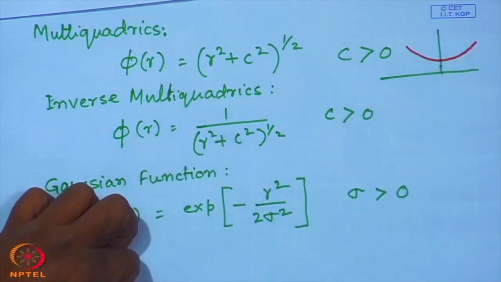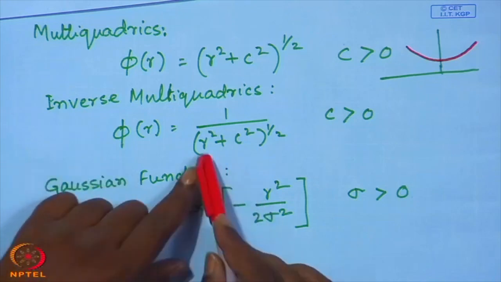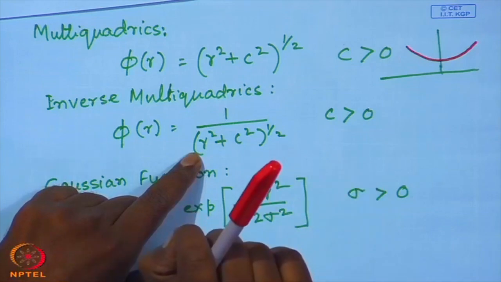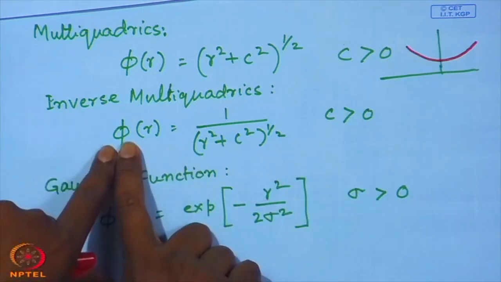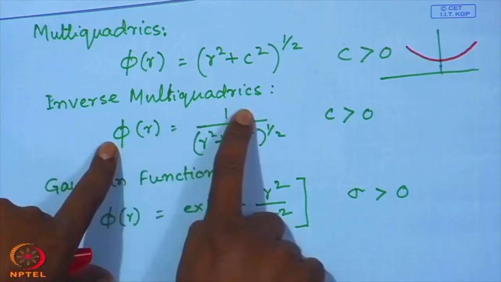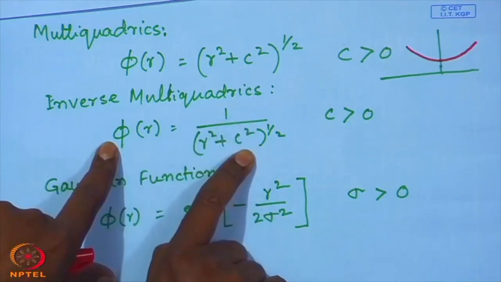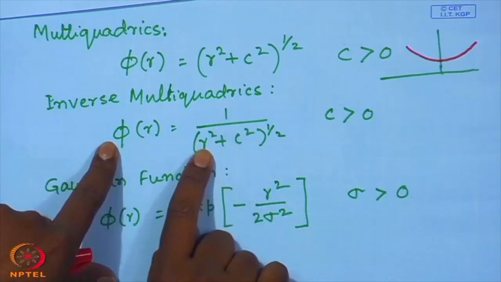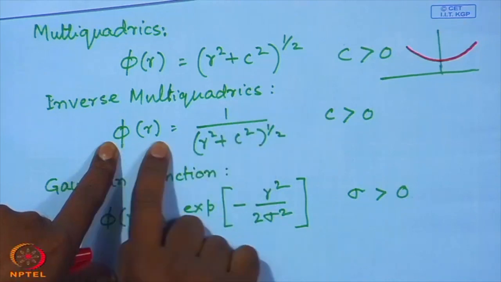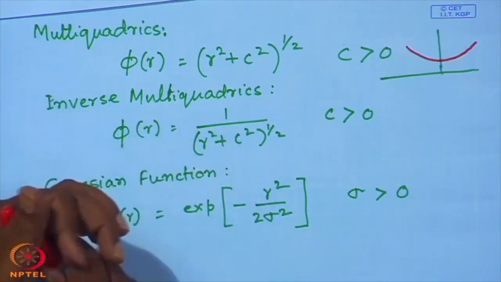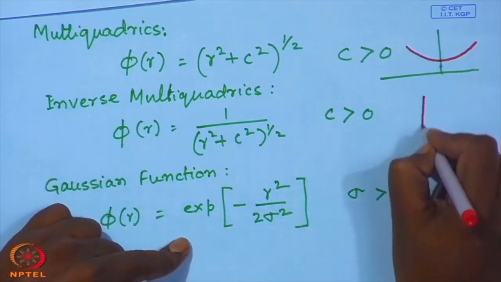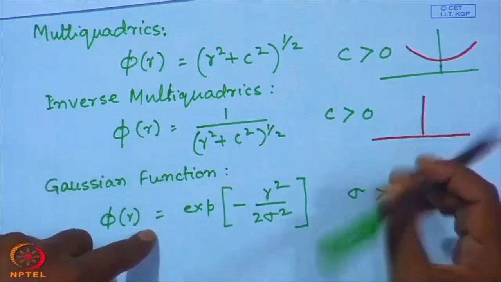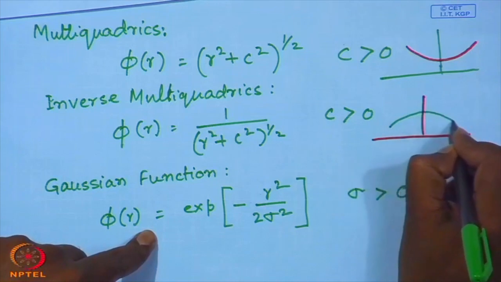When you go for the inverse multi-quadrics, at r equal to 0, that means when the point x and the point t coincide, that is at the receptor point, the value of the inverse multi-quadrics is, sorry, this is the maximum, which is nothing but 1 upon c. And as r goes on increasing, the value of the radial basis function goes on decreasing. So, the nature of the function with inverse multi-quadrics will be like this, just the inverse of multi-quadrics.